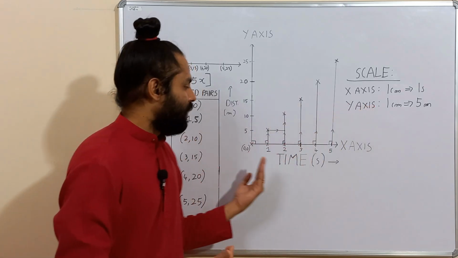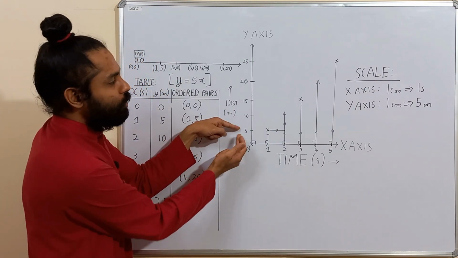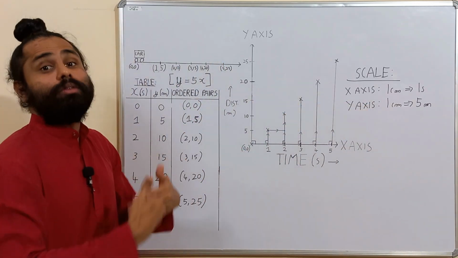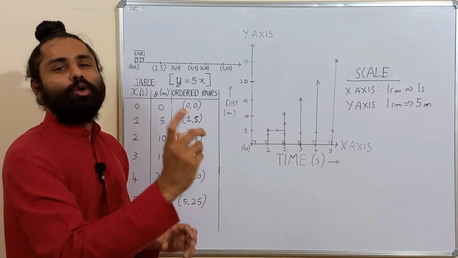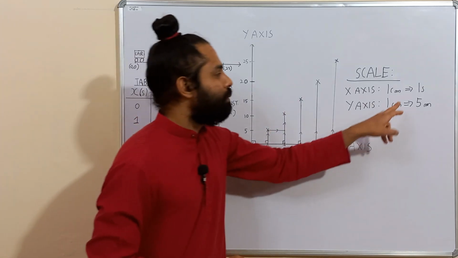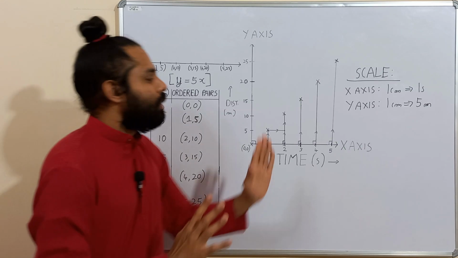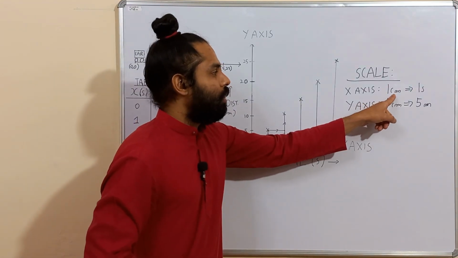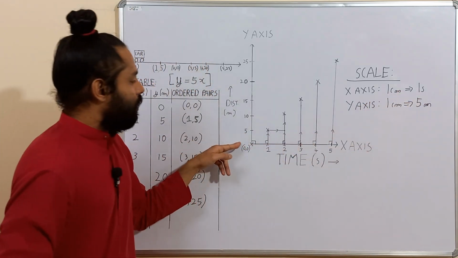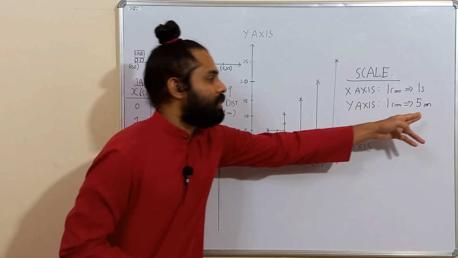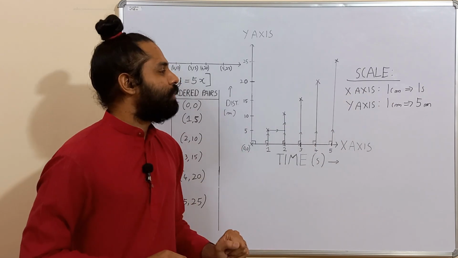I'm just showing 1 centimeter on this line to represent 1 second, and I'm showing 1 centimeter along this line to represent 5 meters of distance. It's just a way of showing what we refer to as a legend or a scale. To prevent that equal to sign from causing any confusion, I've replaced it with an arrow. So this is a clearer way of showing that in this diagram, 1 centimeter along the x-axis shows a time of 1 second, and 1 centimeter along the y-axis shows the distance covered by the car of 5 meters. Just a small, minor change I made.